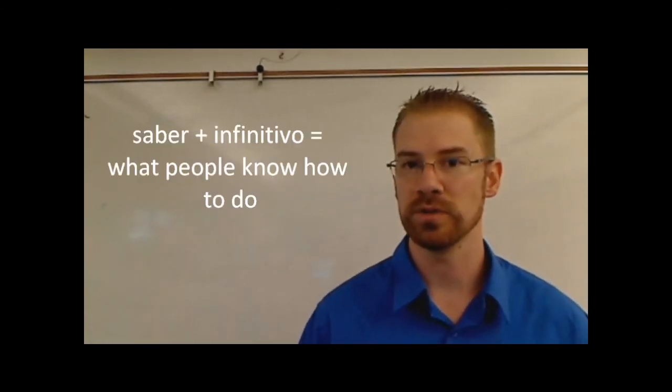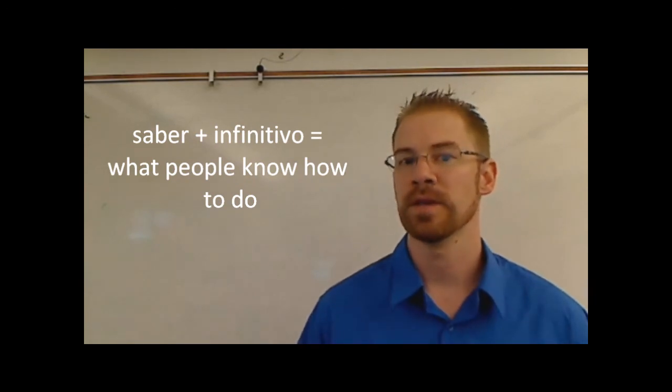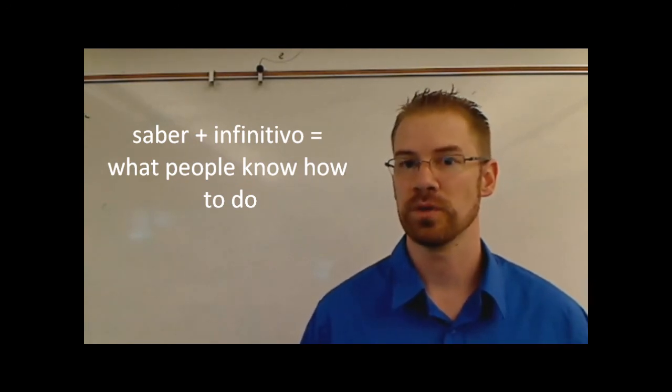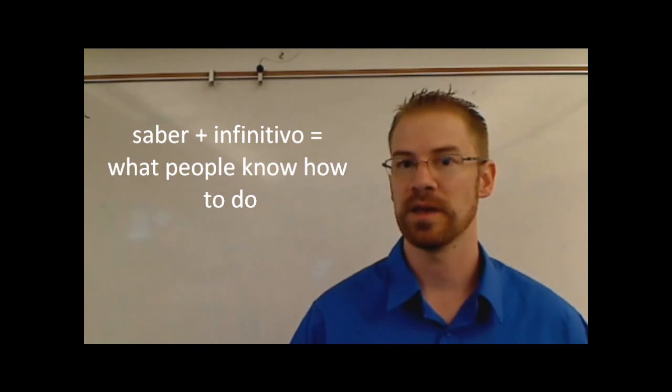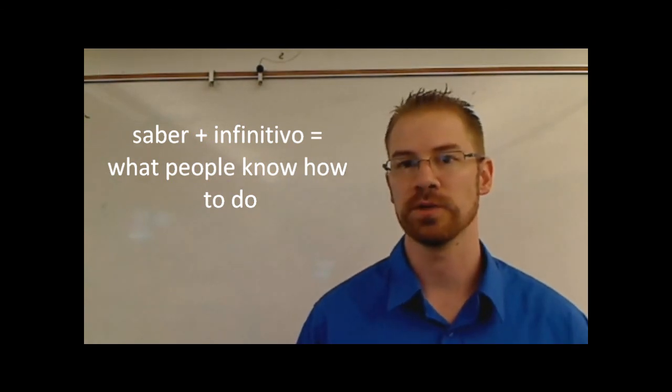So just a quick recap, you can use saber to talk about what people know how to do. When you do that, use the correct form of saber and then put an infinitive after it. So yo sé hablar is I know how to speak. The how to is kind of built into it. So tú sabes correr, you know how to run.